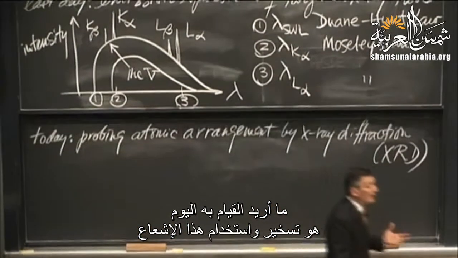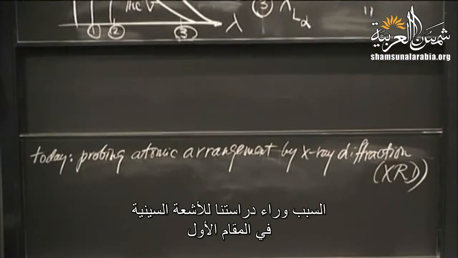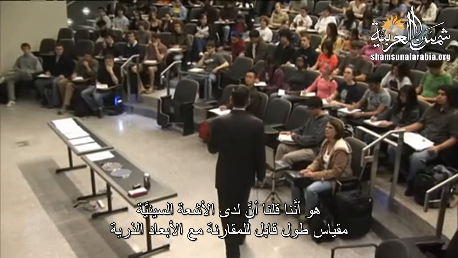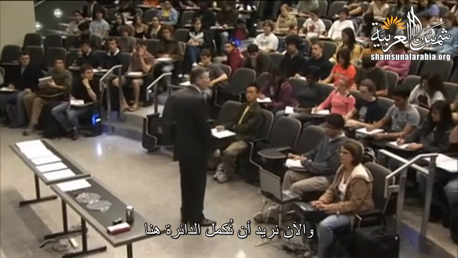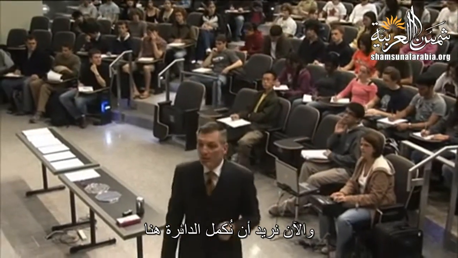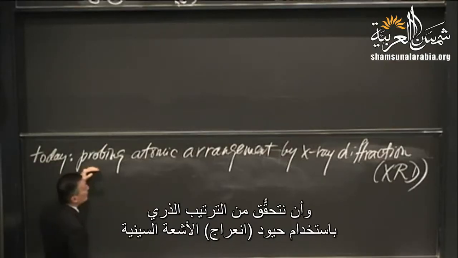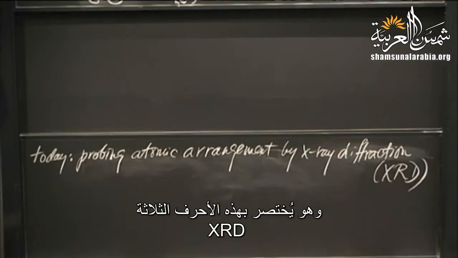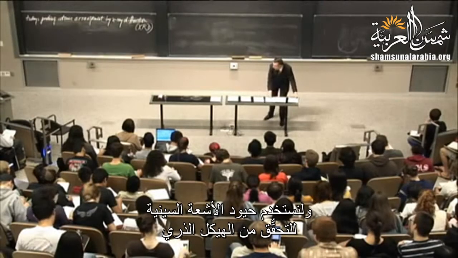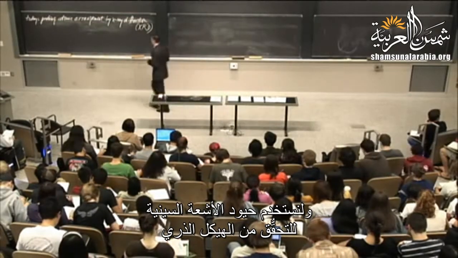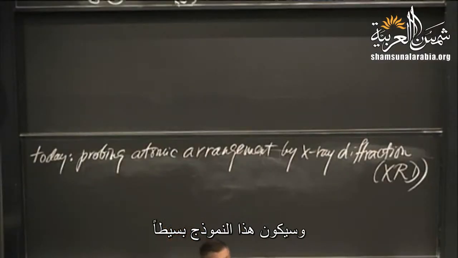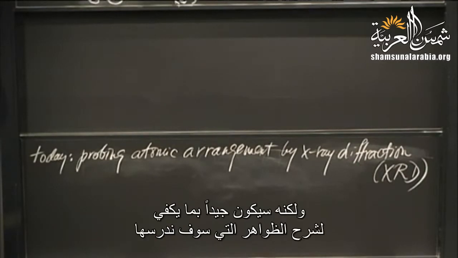What I want to do today is harness this radiation. The reason we were studying X-rays in the first place was that we said they had a length scale that was comparable to that of atomic dimensions. And so now we want to close the circle here and probe atomic arrangement by X-ray diffraction. And it goes by this three-letter initialization, XRD. And in order to use X-ray diffraction to probe atomic structure, we're going to make another model. And this model is going to be simple, and it's going to be inaccurate, but it's going to be good enough to explain the phenomena that we're going to study.